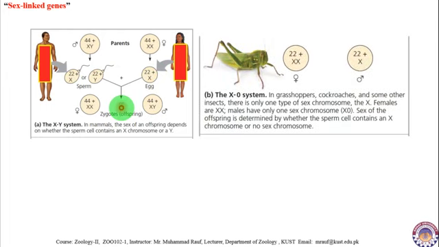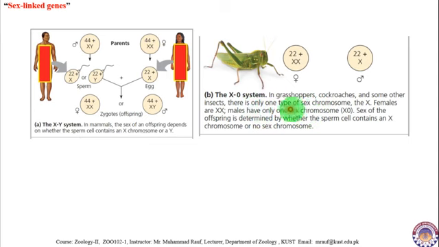Now this is the sex chromosome complement of grasshoppers, cockroaches and some other insects. It is X naught. In humans it is XY, in the grasshopper it is X naught. So what is meant by this naught? There is only one type of sex chromosome. In humans there are two types of sex chromosomes. In grasshopper only one type, and that is X. So then what will be the chromosome complement of male and female?